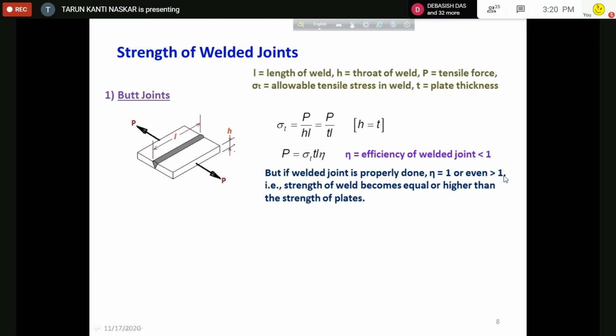Greater than 1 means, what is the significance of greater than 1? Can you tell me? Sir, then the strength of the joint will be more than the base metal. Exactly. Very good. So strength of the joint is higher than the base metal, that is the plate. That is, strength of weld becomes equal or higher than the strength of plates. Okay. So this is very interesting, and this you cannot achieve in riveted joint. That is why it is mostly accepted now.